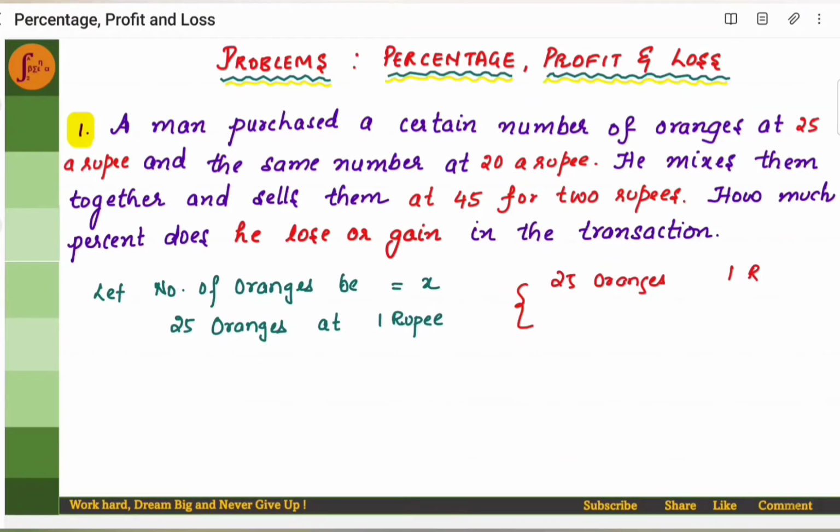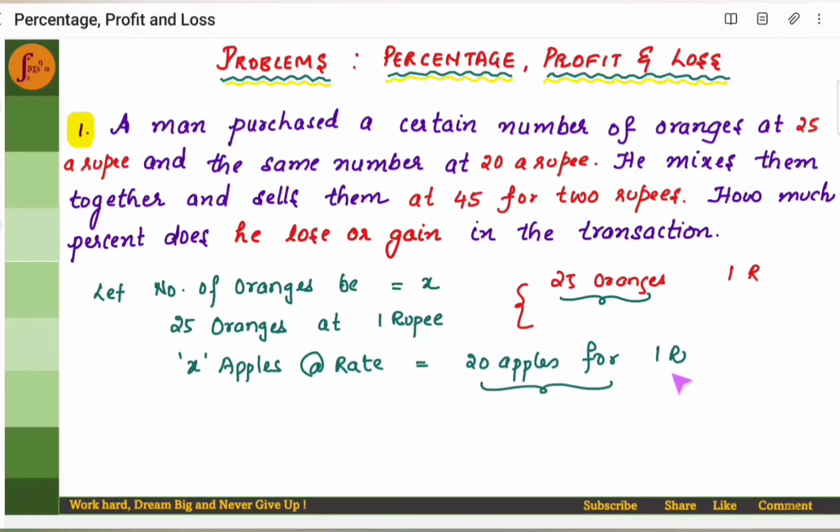Let's assume some other fruit, say for example apples. Just let's assume that he buys X apples. Like he buys X oranges, he'll buy X apples, same number. That's what they've told, same number. So X apples he will buy, and at what rate? It is nothing but 20 apples for 1 rupee. Here he buys 25 oranges for 1 rupee, and here he buys 20 apples for 1 rupee.